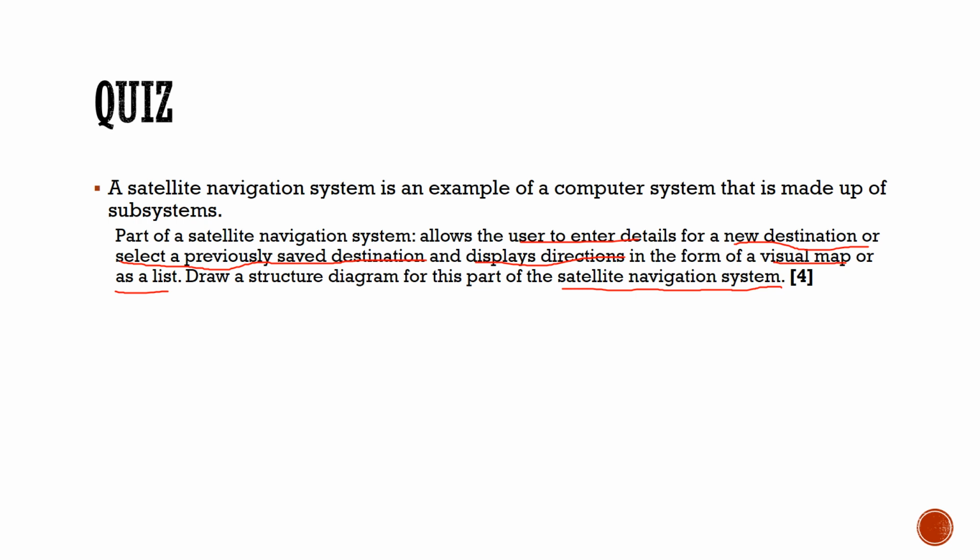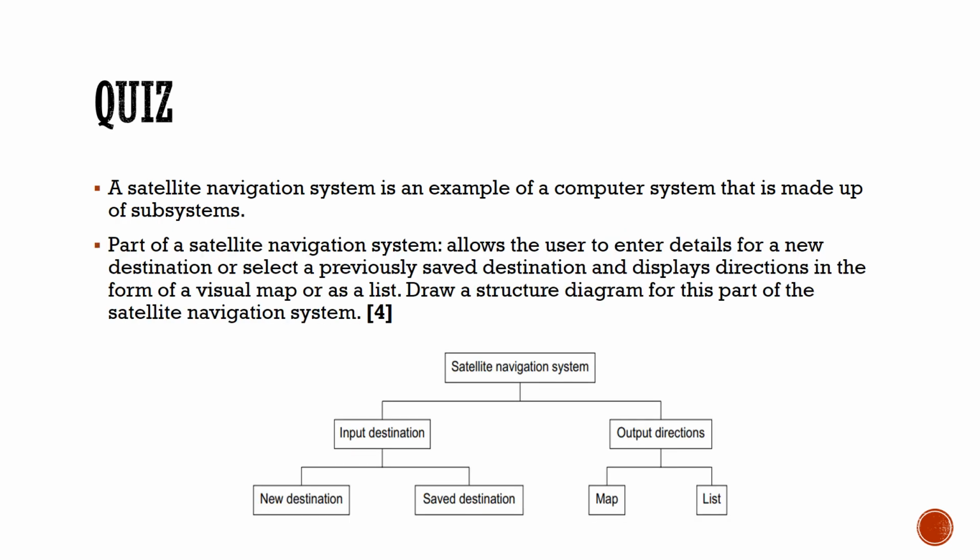So let's see how we can make a map for the satellite navigation system. So see, this is the satellite navigation system, this is input destination, and this is output destination. For input destination, they can add a new destination and they can use a previously saved destination, and for output direction they can use the map and the list.